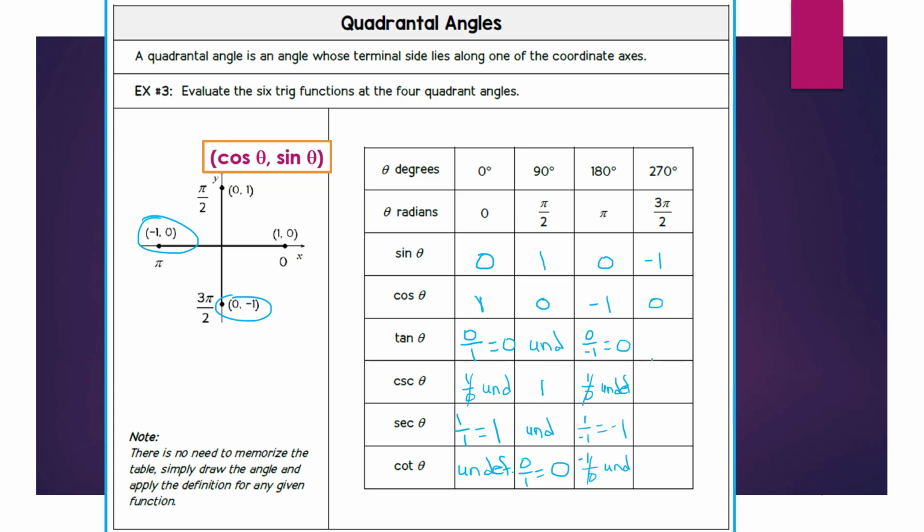Okay, tangent is sine over cosine. So we got -1 over 0. It's going to be undefined. Cosecant is the reciprocal of sine, so it's -1. Secant is the reciprocal of cosine. Well, cosine is 0, so if I flip that over, it's undefined. And cotangent is cosine over sine, so we get 0.